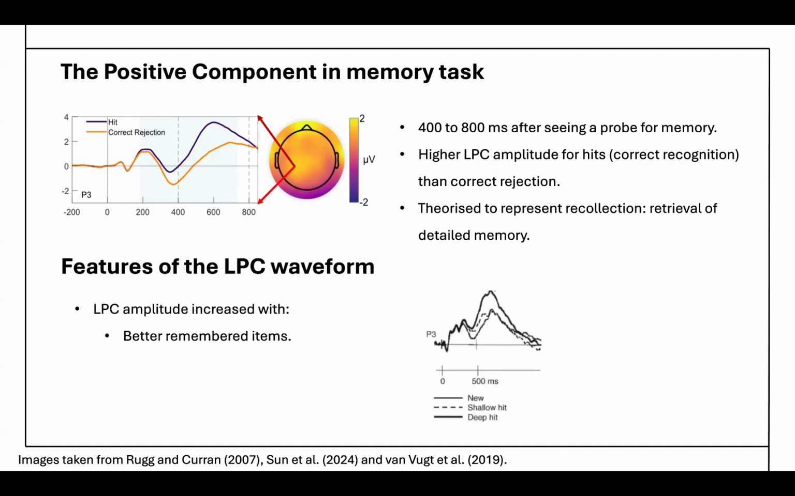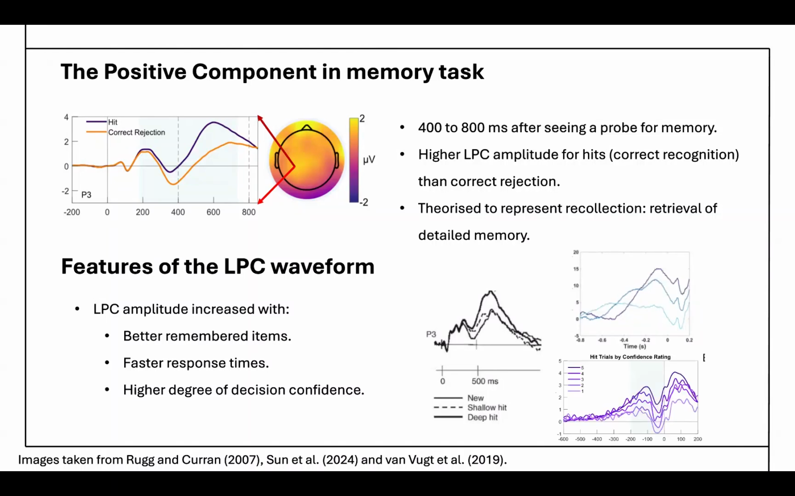And recently we have reviewed and summarized some of the features of LPC, and we found, first of all, LPC amplitude increased with better remembered items in terms of the memory strength. And it also increased with faster response times as well as higher degree of decision confidence. And importantly, what we found recently is that the LPC actually peaked at the time of response instead of occurring at a fixed time window after participants see something.